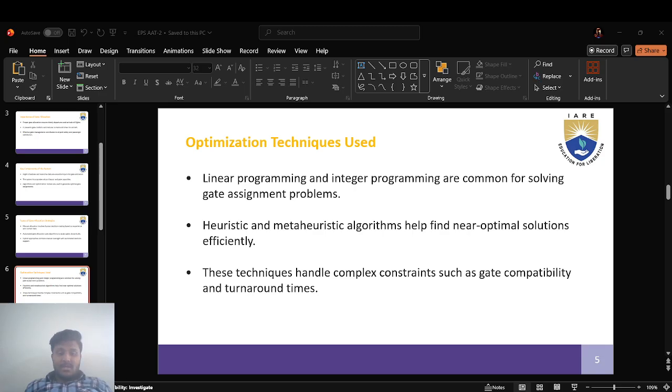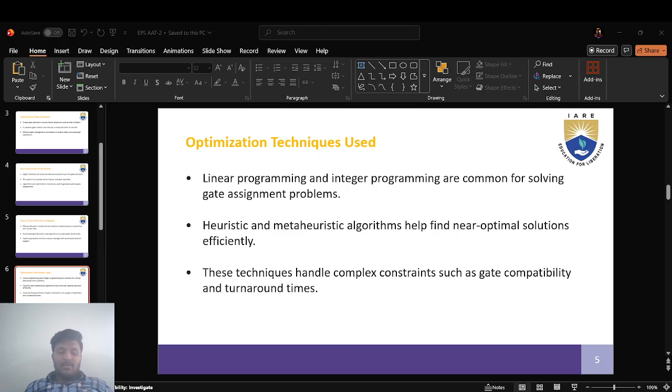Second one is heuristic and meta-heuristic algorithms. Sometimes there are too many flights and gates, making it very hard for mathematical formulas to find the perfect solution quickly. Heuristic methods are like shortcuts. They don't always give the perfect answer, but give a good enough solution fast. Meta-heuristic methods, like genetic algorithms or simulated annealing, are smarter shortcuts that explore many possibilities to get a solution very close to the best one.